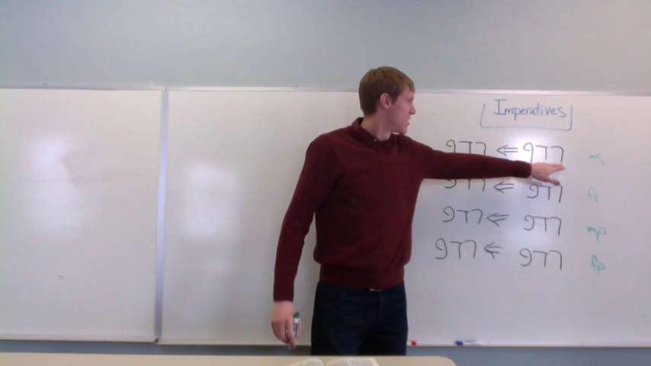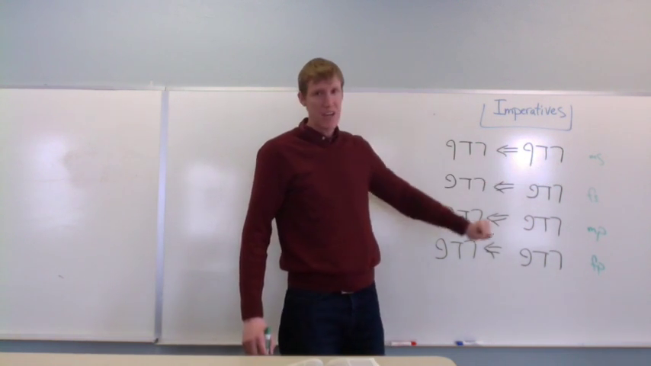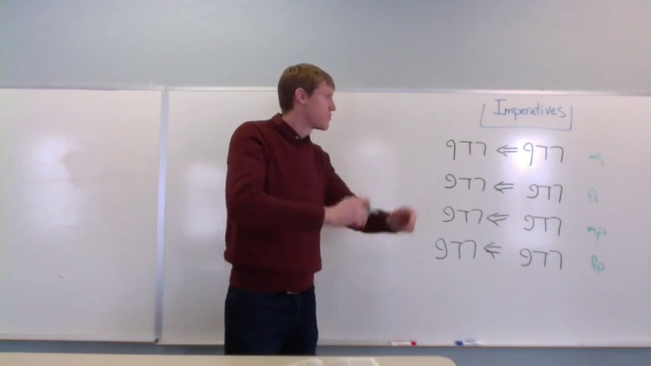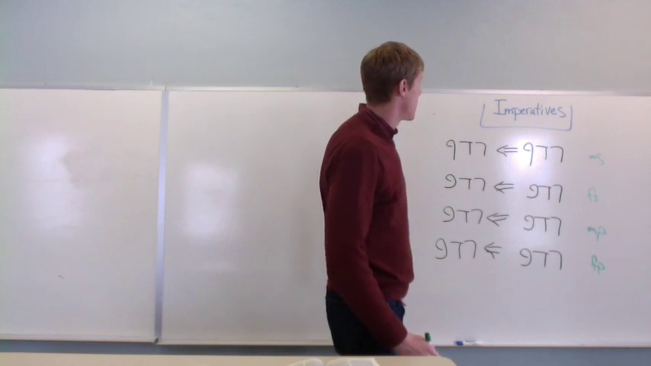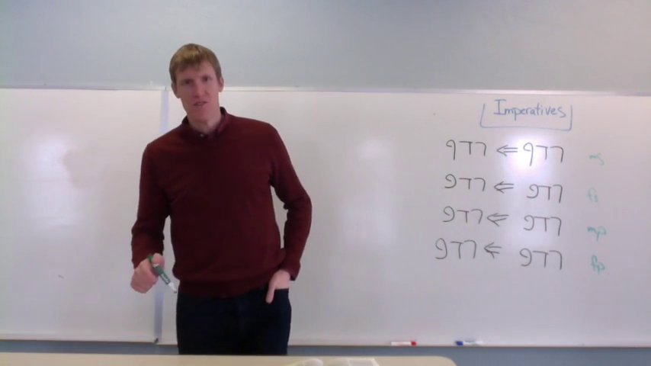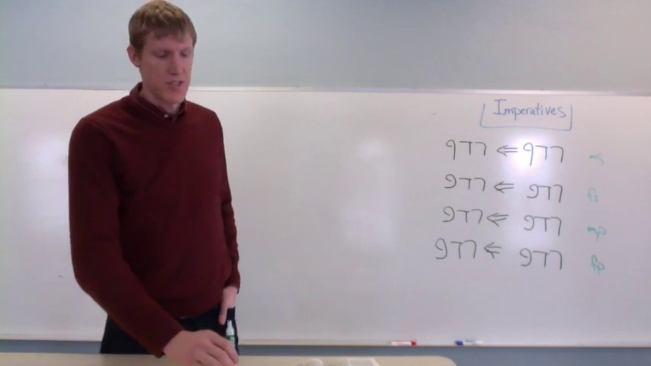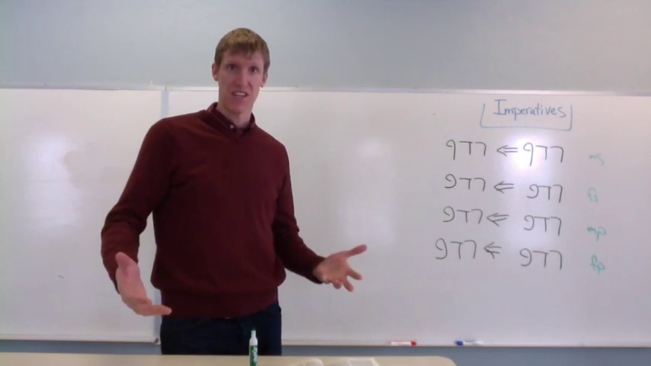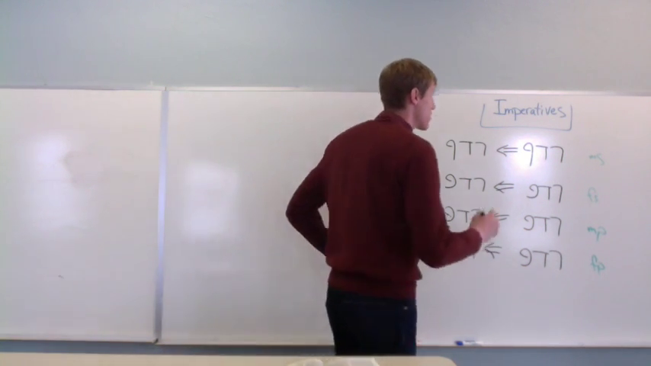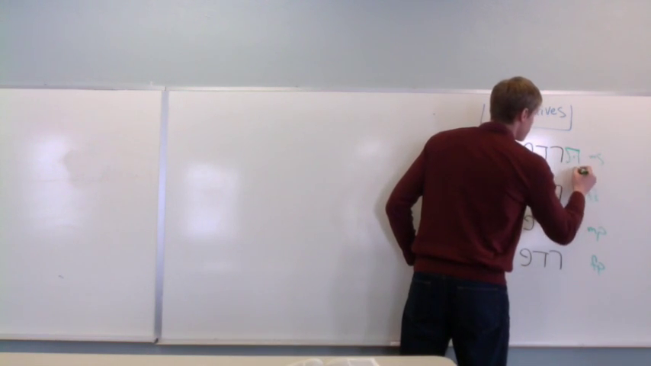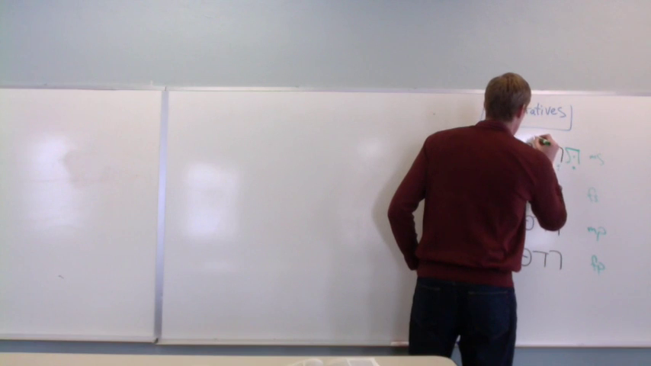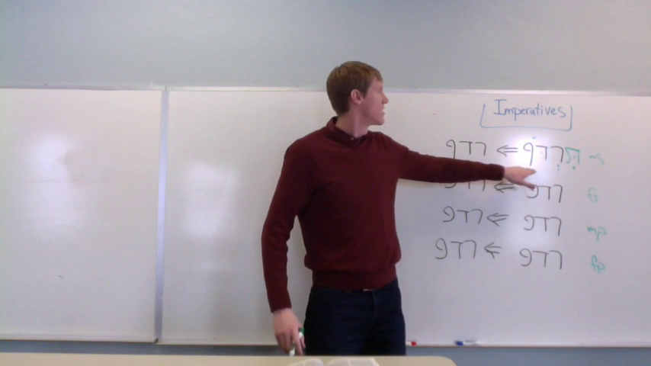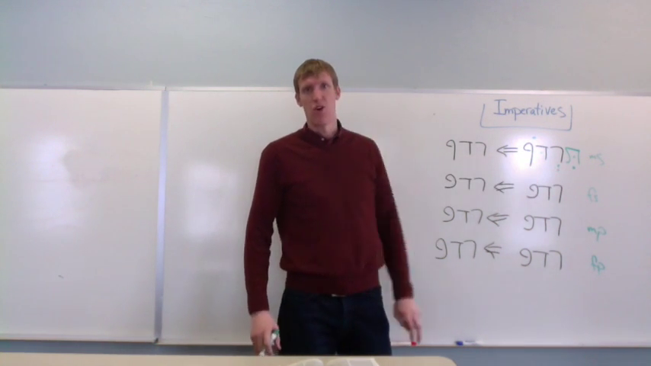Okay, so this is the root resh, dalet, pei, to pursue, or to run after. And the way that an imperative is formed is you take the second person imperfect form, the second person prefix form, which the masculine singular in the pa'al is tirdof.